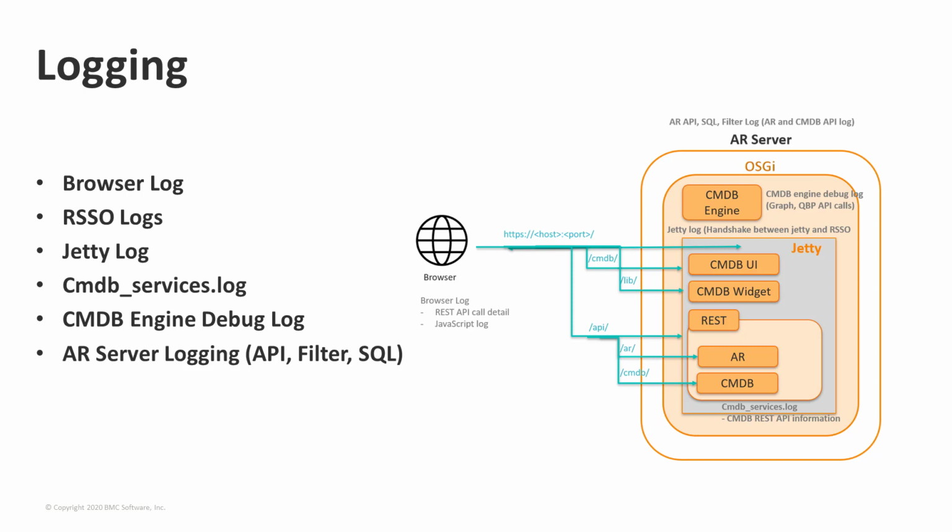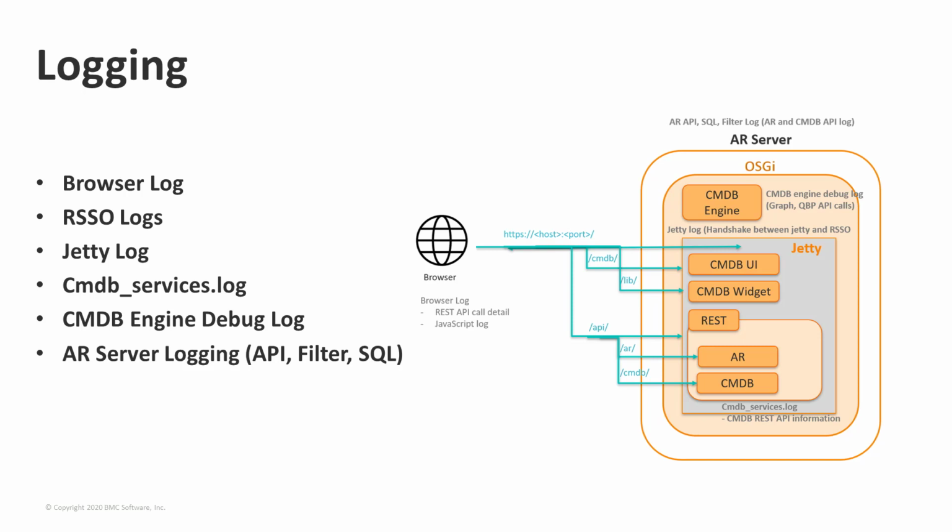Browser logs, RSSO logs, Jetty logs, these are the different logs that will help you to trace from the request to the response back to the browser itself. To start with, whenever any request goes out, you have browser logs to look at, where you can trace my REST API calls, as well as JavaScript logs. We'll cover more information on these logs, and how to turn them on, and that information is in the troubleshooting section.